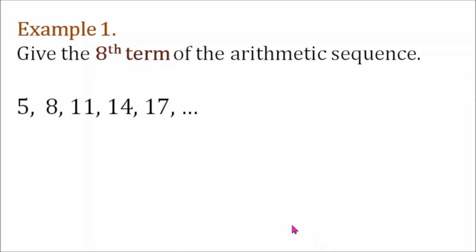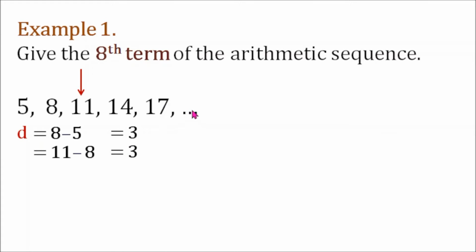Example number 1. Give the 8th term of the arithmetic sequence 5, 8, 11, 14, 17, and so on. The first thing we're going to do is find the common difference. How do we do that? We just pick any term. For example, we pick 8, then minus its preceding term, that's 3. Or if we pick 11 minus its preceding term, 11 minus 8, that is still 3. So the common difference is 3.